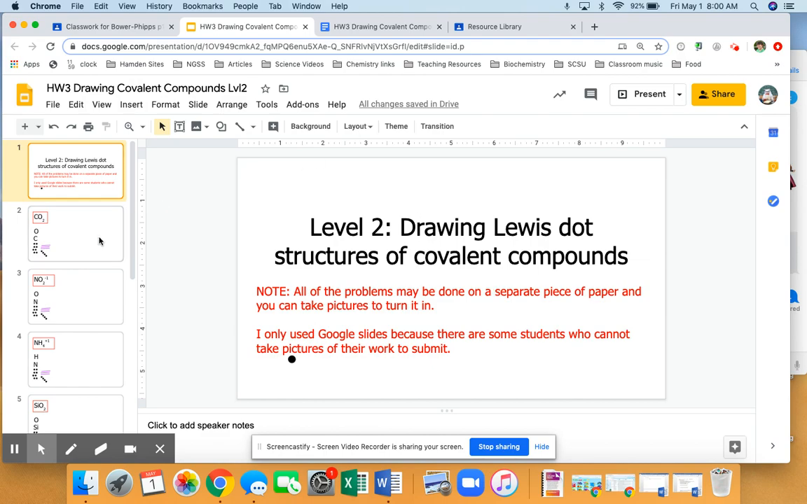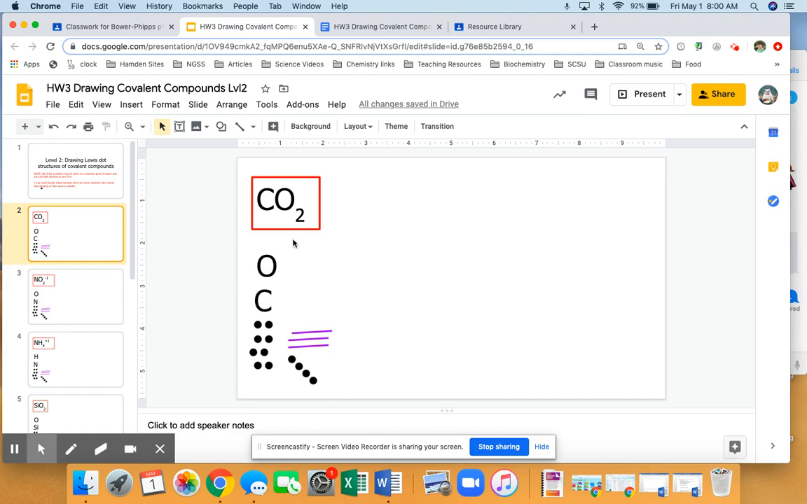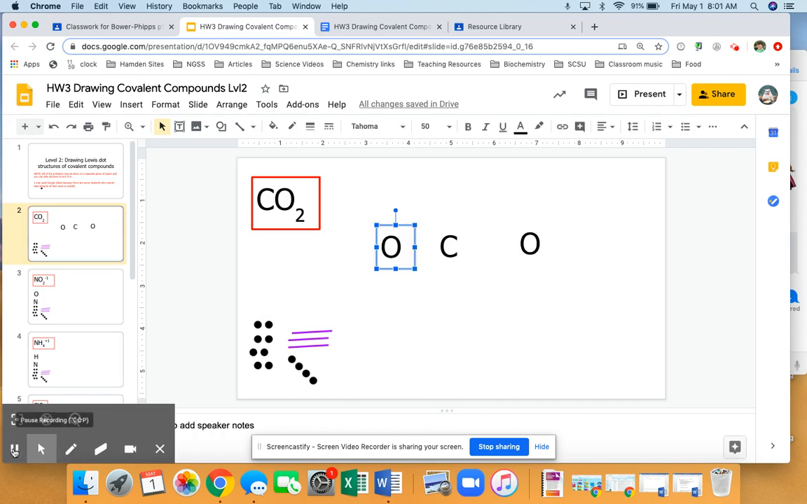All right, let's begin. These ones are getting a little bit harder, but the steps are exactly the same. So figure out what the compound is and how many atoms you need of each. I need 1 carbon and 2 oxygens, so I'm going to pause and do those quickly.